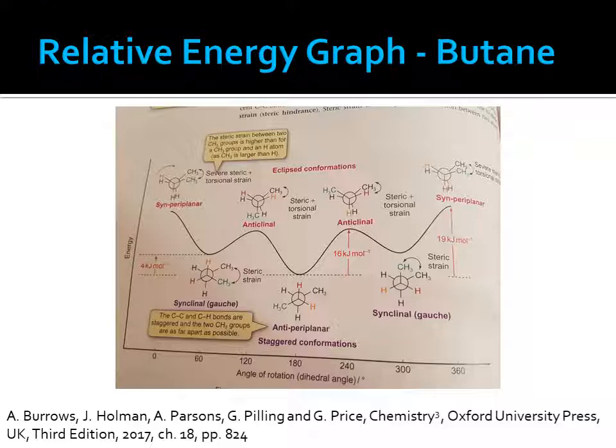Now if we look at the relative energy graph of butane, we can see that the highest energy here is for the syn-periplanar, which then dips down into the synclinal, or the gauche, which rises up into the opposed and then dips down into the anti-periplanar, being the lowest energy value.